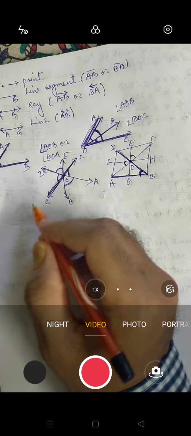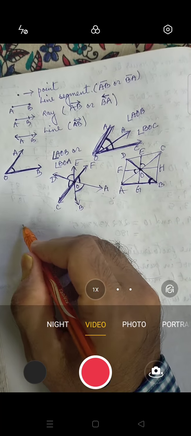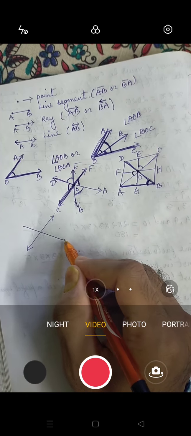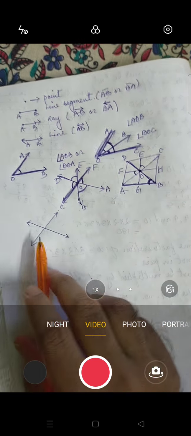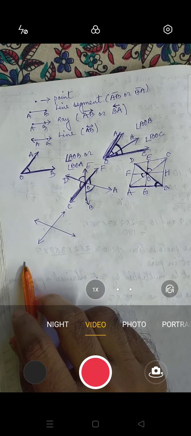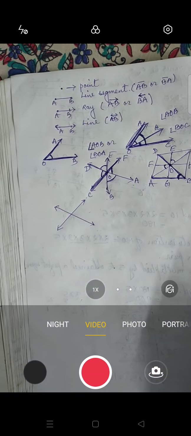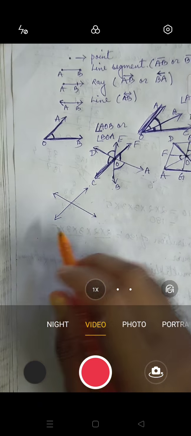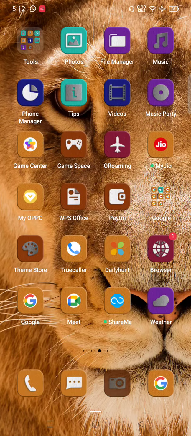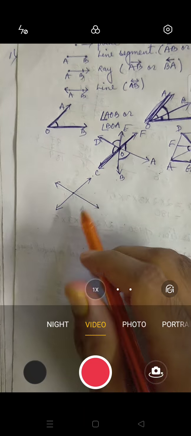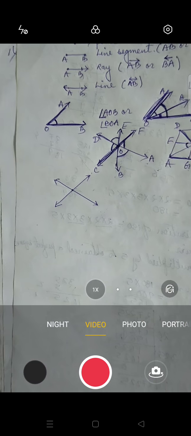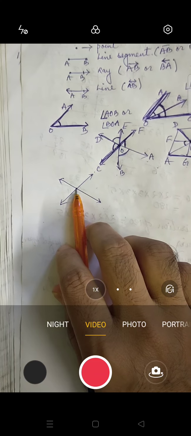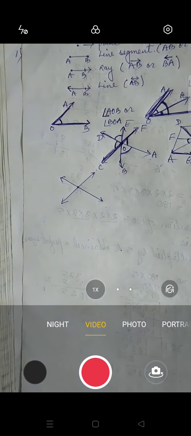Now, let us suppose this line and this line are two lines. When these two lines touch each other at a point, we say that they intersect each other. This line and this line intersect each other at a point, and this point can be anything, your choice. You can name anything. Generally we term this point as O. You can take any other alphabet also, no issue.